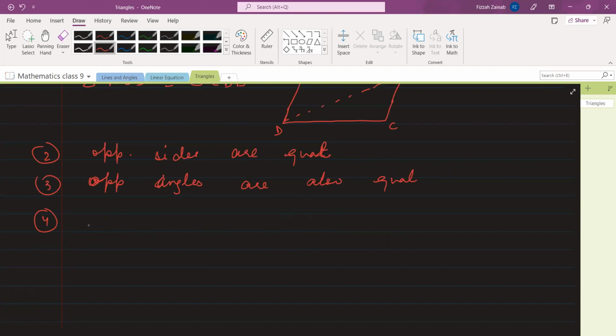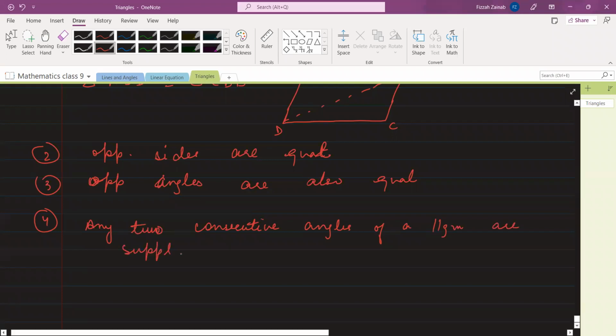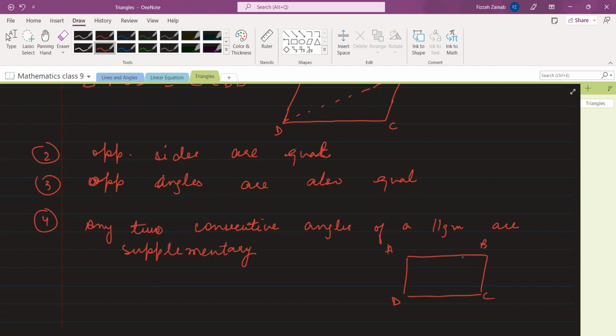So this is again important to remember. Any two consecutive angles of a parallelogram are supplementary. What is the meaning of it? If you have any parallelogram ABCD, consecutive means just one after the other, right? So A and B are consecutive angles. A and D are consecutive angles, right? So you take any two consecutive angles.